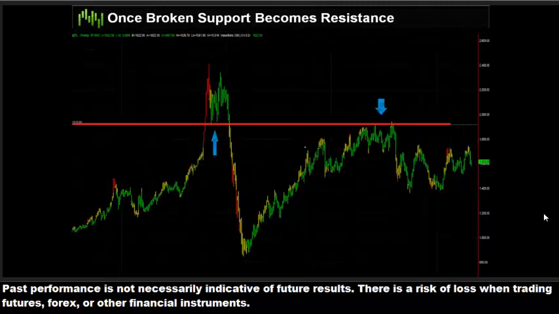So again, another example. Once support is broken, it becomes resistance. This is platinum on a weekly chart. We had resistance or support. Initially support there and support here. Once the market broke through it, that level became resistance. We bounced off it there, we bounced off it here, and we bounced off it here. The market never could really hold above those prices. So again, once the support is broken, it's going to reverse roles and become resistance, or once resistance is broken, it's going to reverse roles and become support.